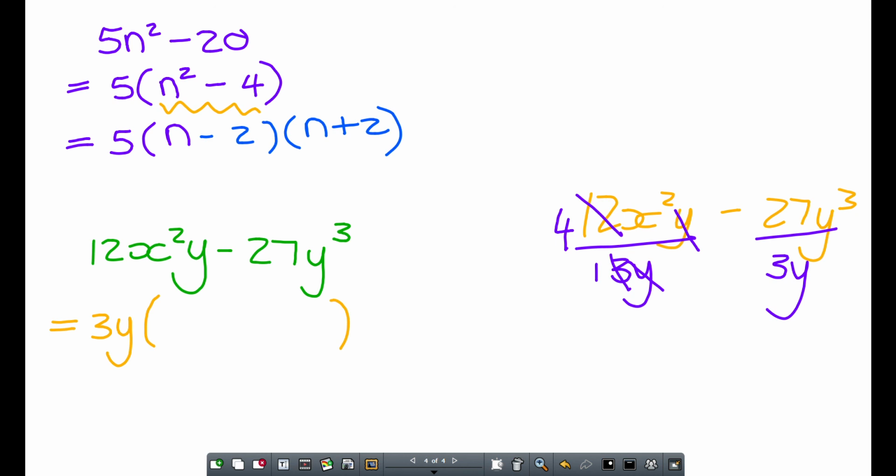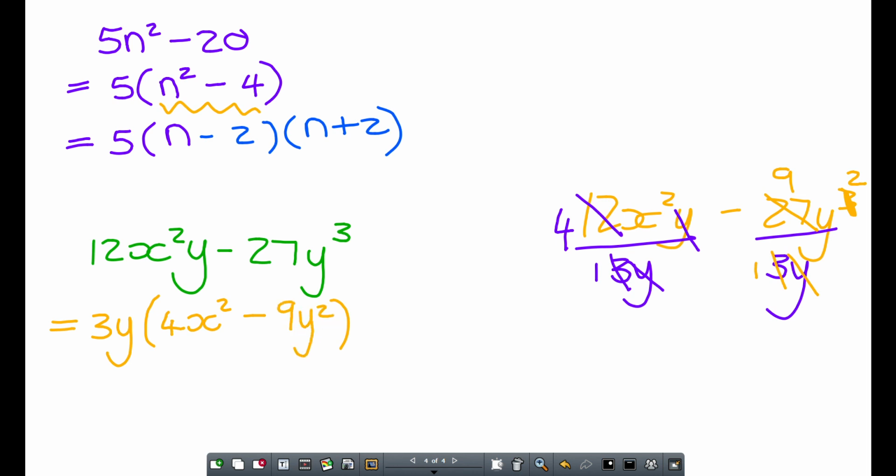Okay, so 4x to the power of 2. Then it's a minus. Now let's cancel out again. 3 will go into itself once. 3 will go in there 9 times. Right? I take a y at the bottom, so I can only take one of them at the top. So what's left? 2. So what's here? 9y to the power of 2.